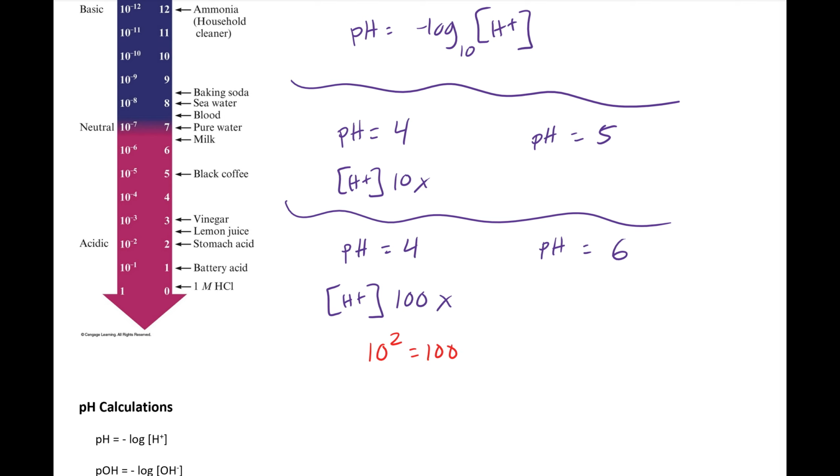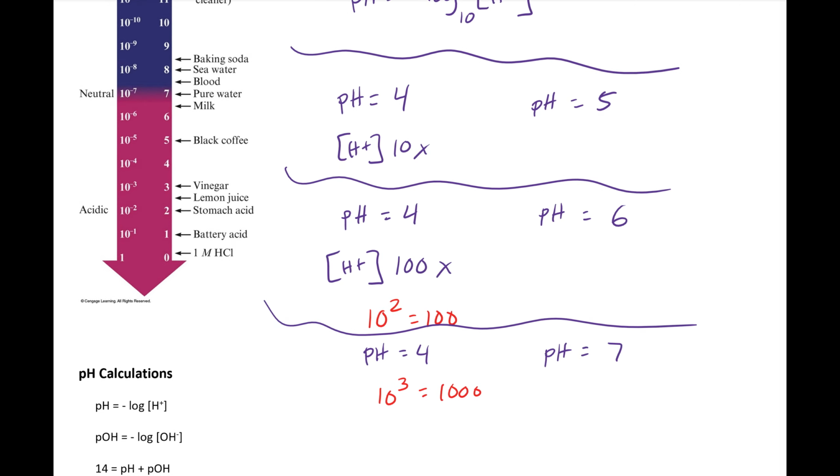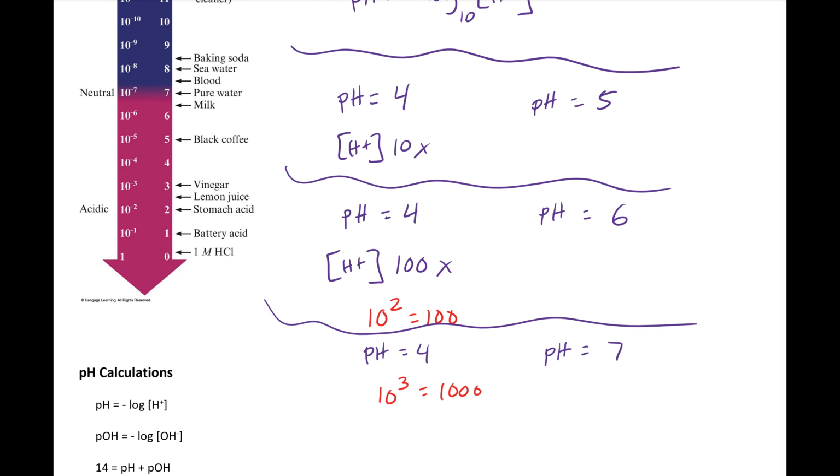Okay, so we'll go one more example. If you have pH equal to 4 and you compare that to a solution with a pH of 7, they differ by 3, or in other words, 10 to the third power, which is 1,000. So the solution with the pH of 4 has a hydrogen ion concentration 1,000 times greater than the pH of 7.